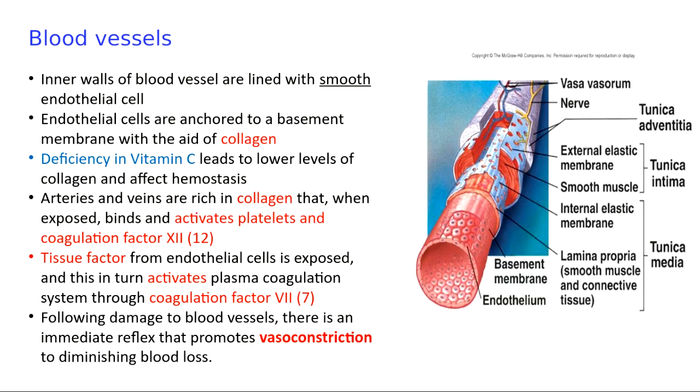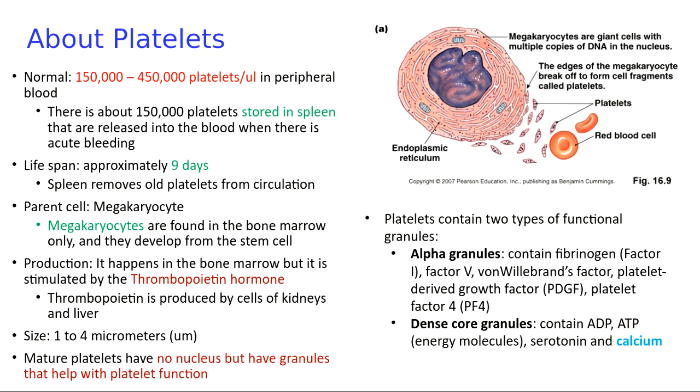So this is just basic information about the substances that are in the blood vessels that will help us in case there is leakage of blood into the tissues.